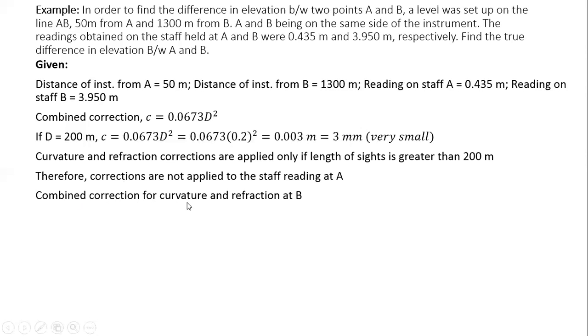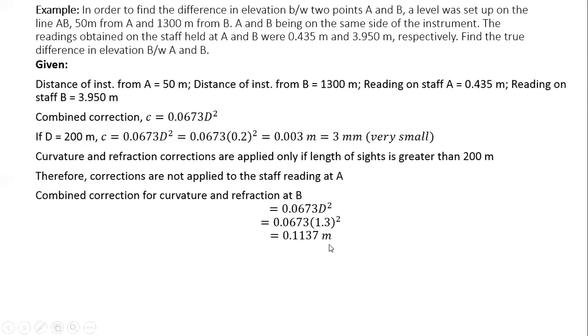Now the combined correction for curvature and refraction at B will be equal to again 0.0673 D square. Now here for point B, which is 1300 meter from instrument station A, when you convert it into kilometer, it is 1.3 whole square. So this comes out to be 0.1137 meter.